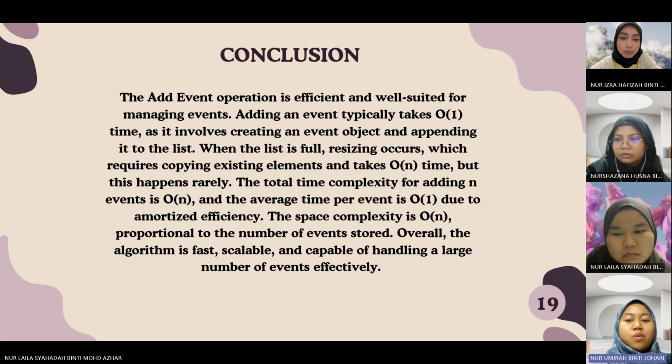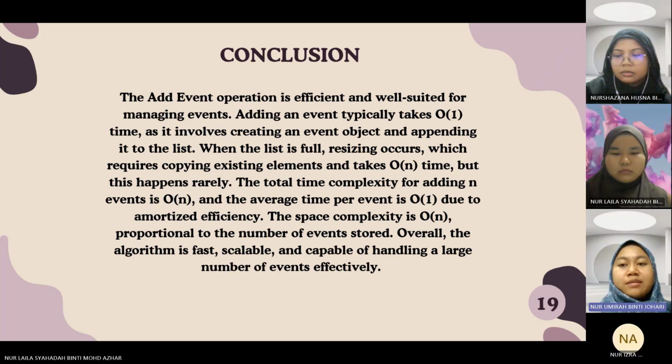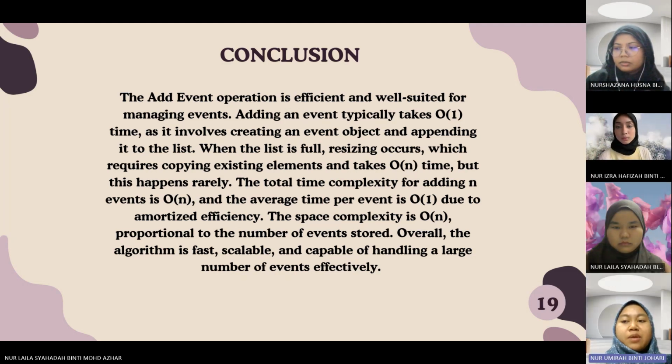Display complexity is big O of n, proportional to the number of events stored. Overall, the algorithm is fast, scalable, and capable of handling a large number of events effectively. So the conclusion is that the event operation design is both efficient and scalable for managing a large number of events. While adding an event usually takes constant time, like big O of 1, occasional resizing of the list introduces a time cost of big O of n due to copying elements. However, the resizing happens infrequently, so the average time complexity per event remains big O of 1 when considered over multiple operations.